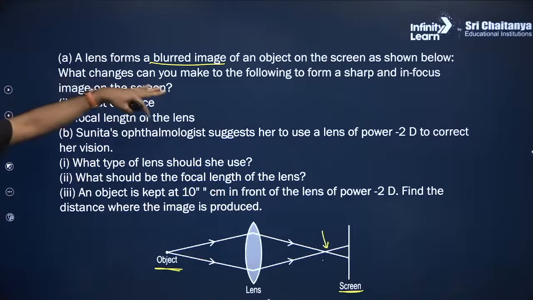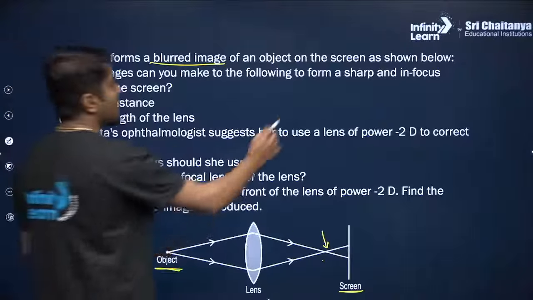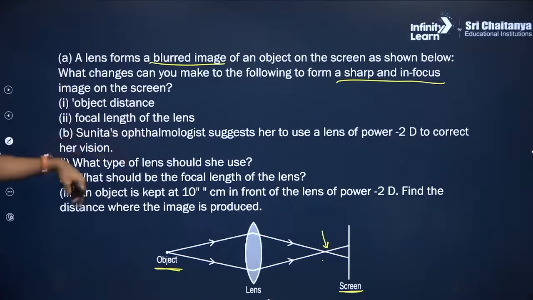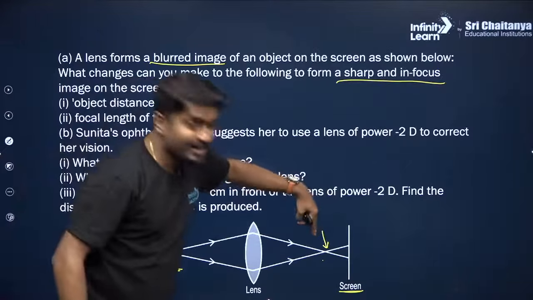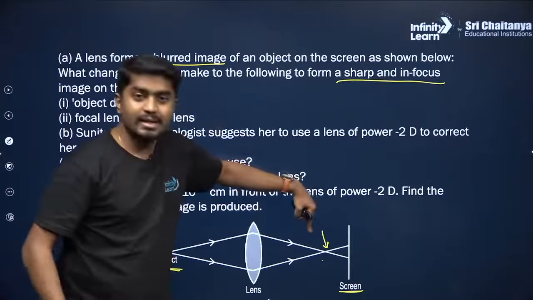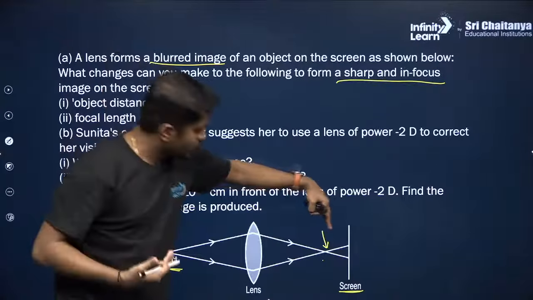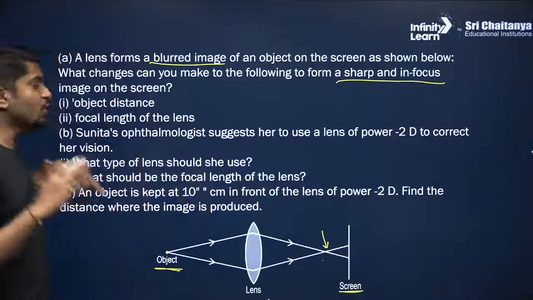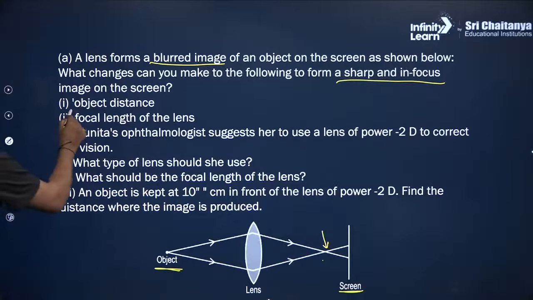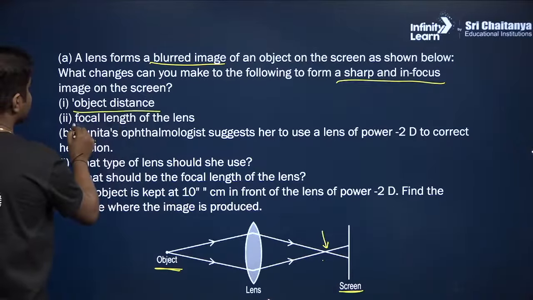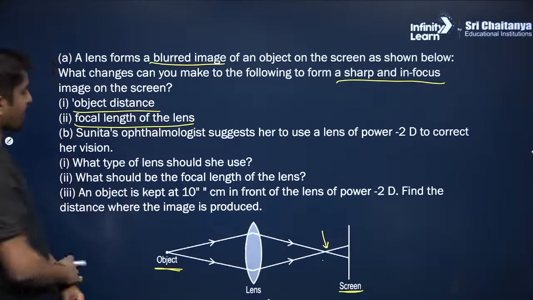What changes can you make to get a sharp and in focus image on the screen? So either you move the screen, keep the object and lens same, you move the screen. So what you are doing? You are decreasing the V. That is one thing. But they have not asked that. What they have asked is to either move the object distance or change the focal length.